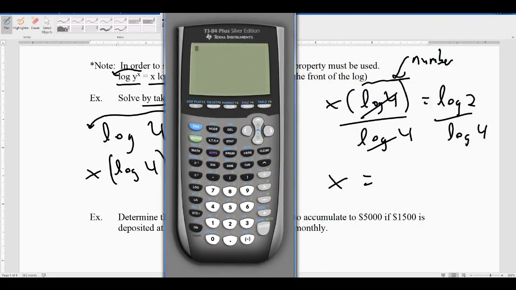So we're going to take our calculator, and I'm going to type in the log. Notice the parentheses pops up on this one, so I type in the 2. Make sure you close that parentheses. Divided by log, and then the 4. Enter. And you get 0.5.